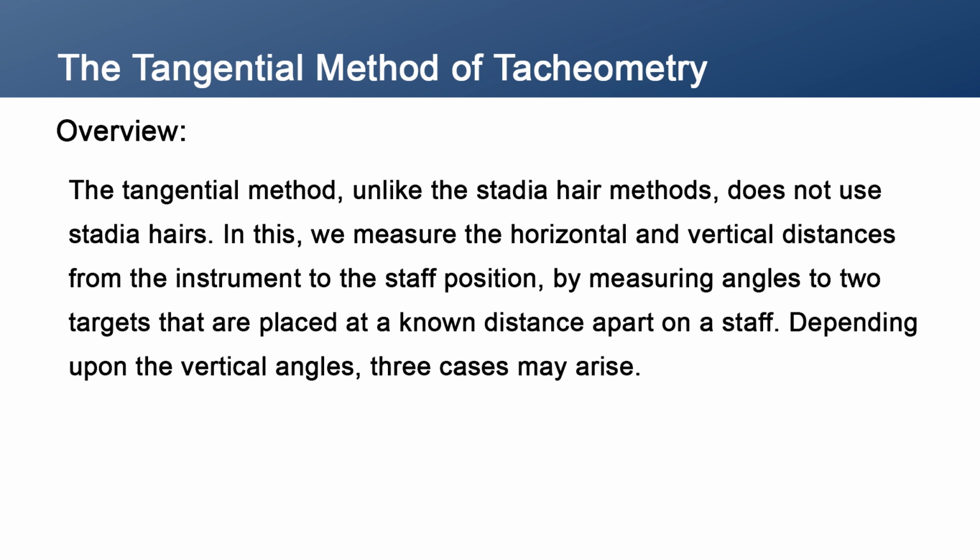In this, we measure the horizontal and vertical distance from the instrument to the staff station by measuring angles to two targets that are placed at a known distance apart on a staff. And depending upon the vertical angles, three cases may arise.